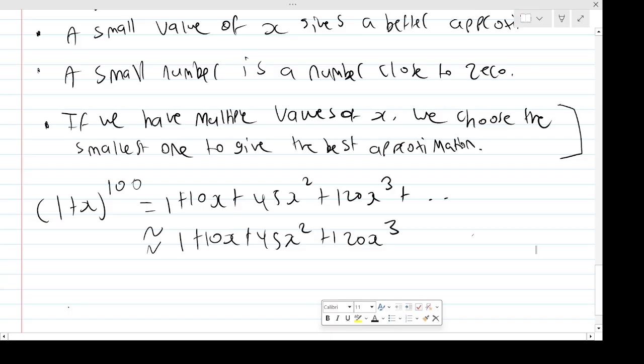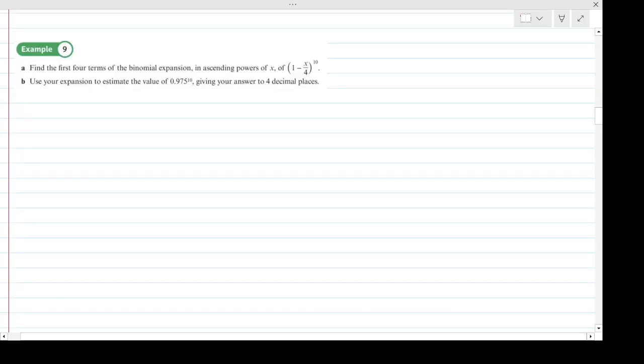This is the whole idea of binomial estimation. The whole idea is we pick small numbers to get a better approximation, and how we can use the brackets, if we equate the brackets together to find estimations to certain values, as we've seen here. But we'll look at some examples then. Okay, so this question then: find the first four terms in the binomial expansion of 1 minus x over 4 to the 10. Right, so firstly asking just for the first four terms.